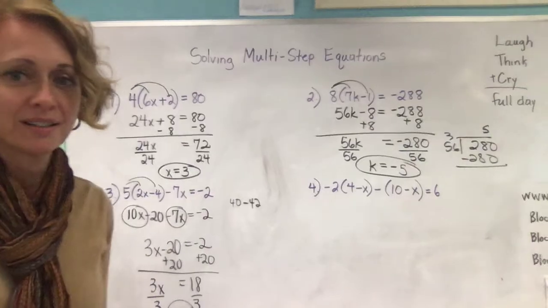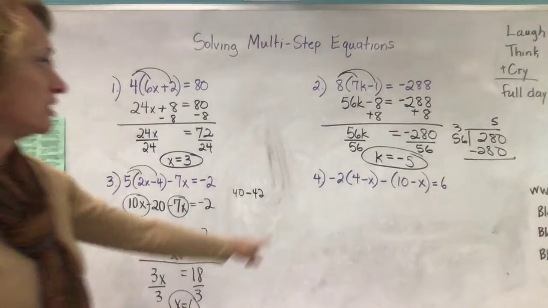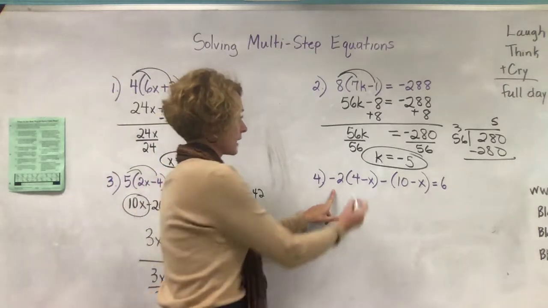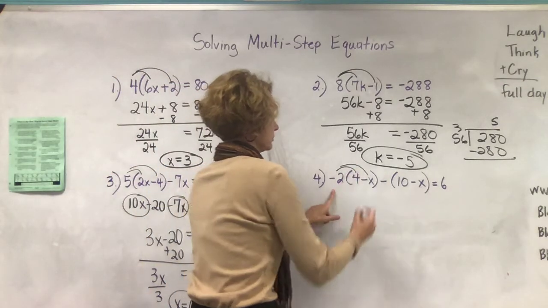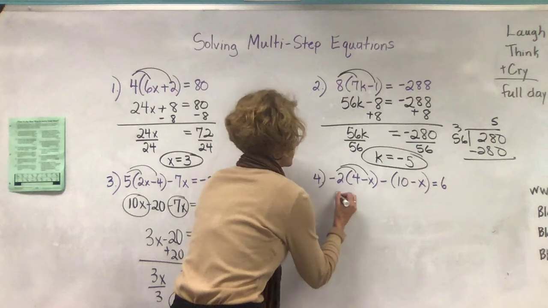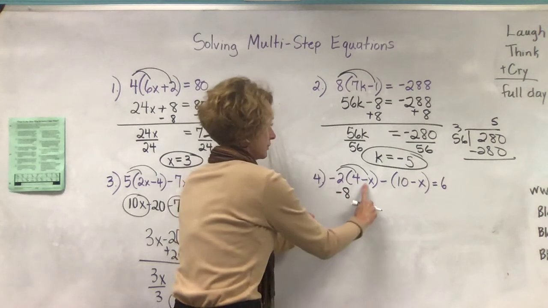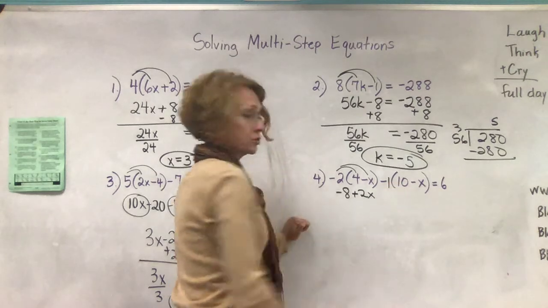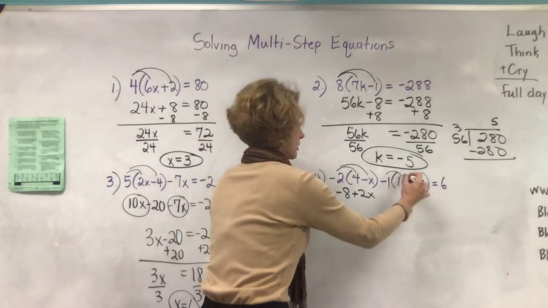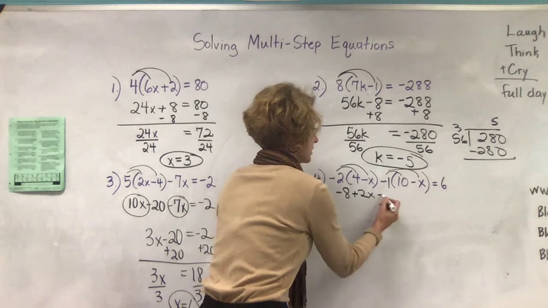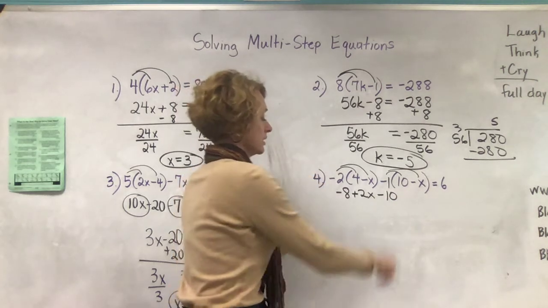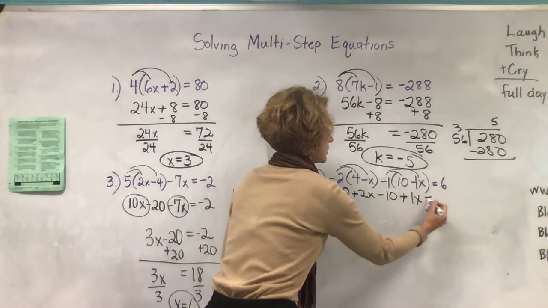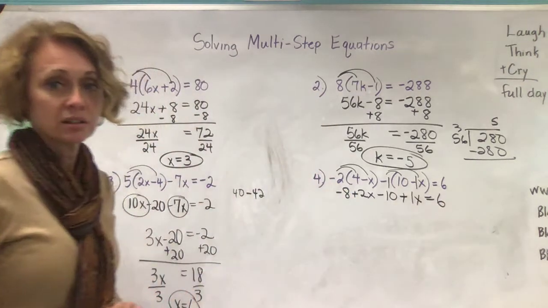Check my work. Let's try one more where we've got double distributive property and also some like terms we need to combine. Let's distribute this negative 2. Negative 2 times 4 is negative 8. Negative 2 times negative 1 is plus 2x. This is an understood negative 1 right there. I'm going to multiply here. Negative 1 times 10 is minus 10. Negative 1 times negative 1x is plus 1x. And all that's equal to 6.